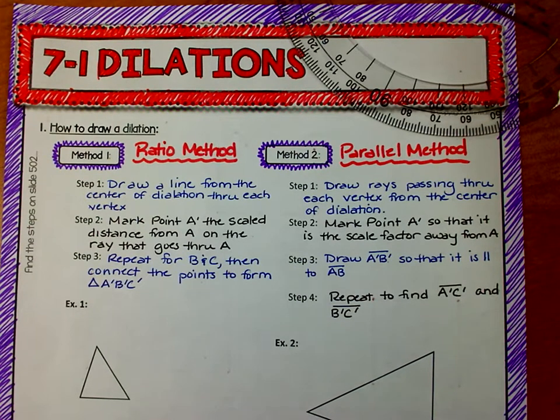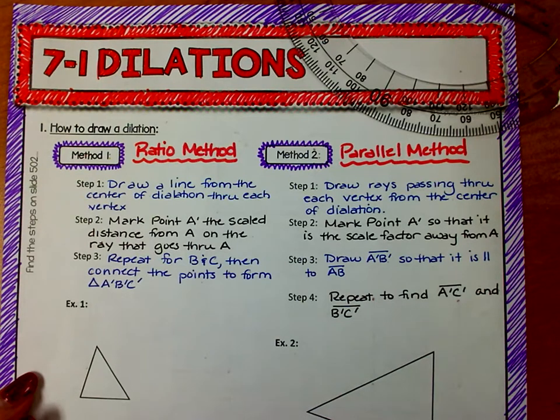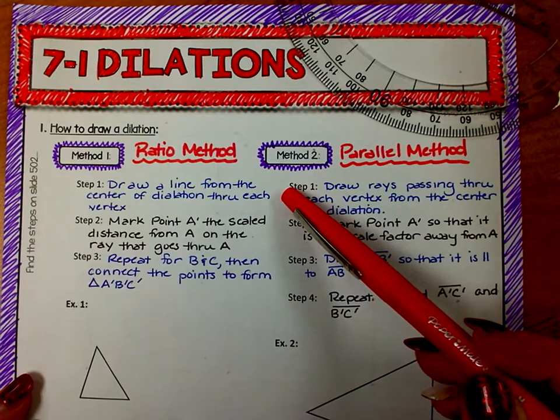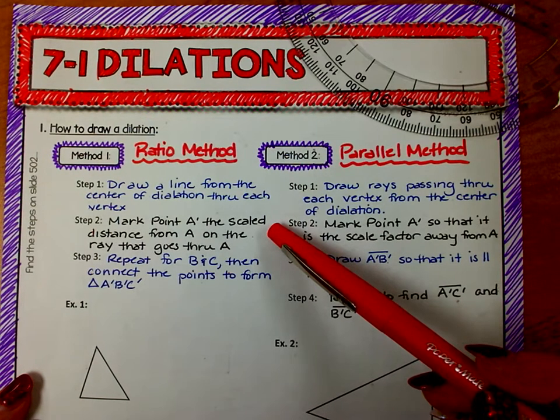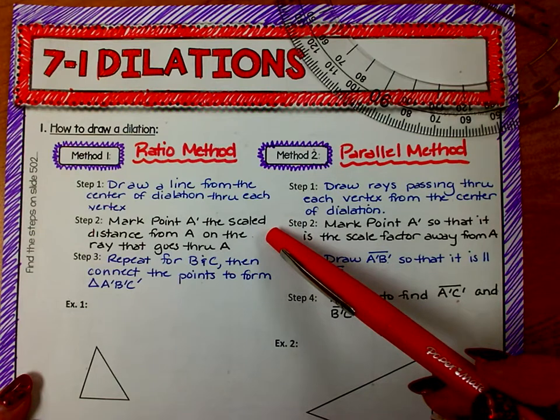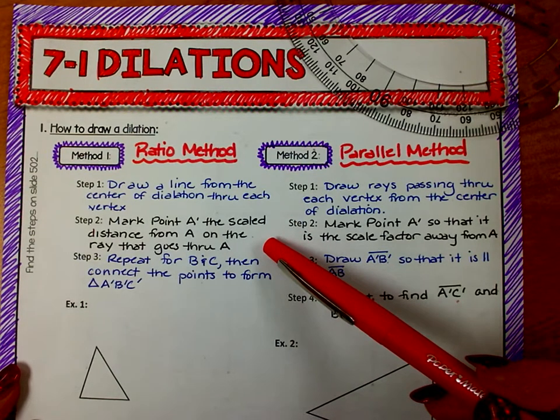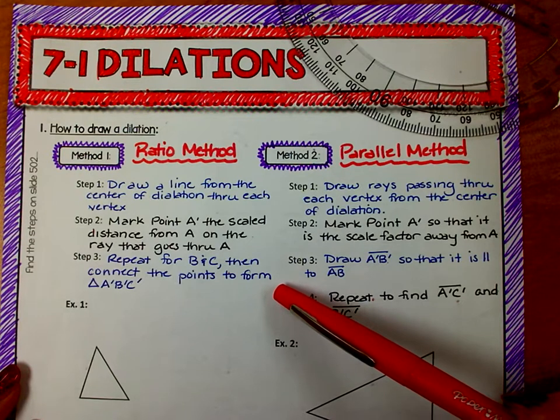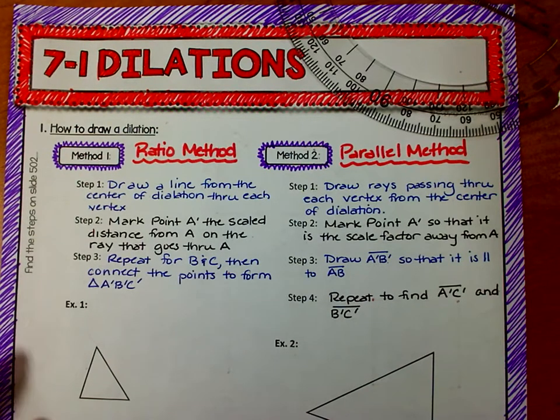There are two methods. I'm going to walk you through the steps. Pause the video if you need to, then I'm going to show you an example. Method 1 is the ratio method. With the ratio method, you're going to start by drawing a line from the center of dilation through each vertex. Step 2 is to mark point A prime, the scaled distance from point A, on the ray that goes through A. Step 3 is to repeat for B and C, and then connect the points to form triangle A prime, B prime, C prime. If you need to, pause the video here and then start it up when you're ready for the example.